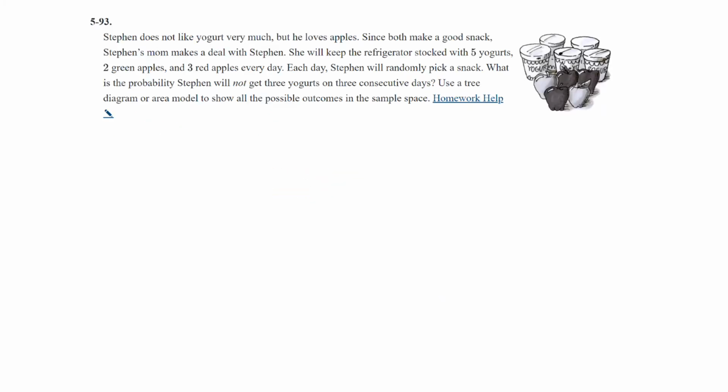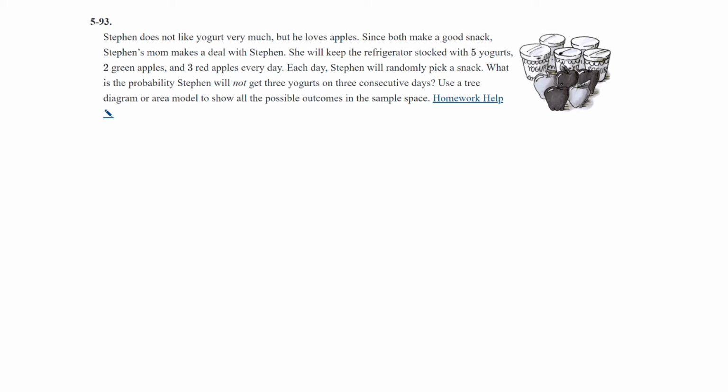Question 93. Stefan does not like yogurt very much, but he loves apples. Since both make a good snack, Stefan's mom makes a deal with Stefan. She will keep the refrigerator stocked with 5 yogurts, 2 green apples, and 3 red apples every day. Each day, Stefan will randomly pick a snack. What is the probability that he will not get 3 yogurts on 3 consecutive days? Use a tree diagram or an area model to show all the possible outcomes in the sample space.